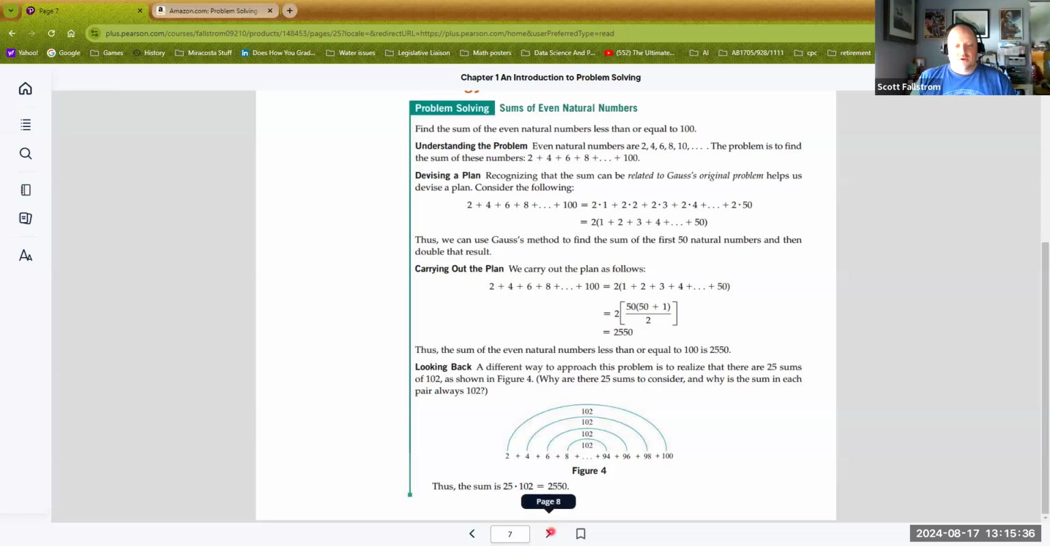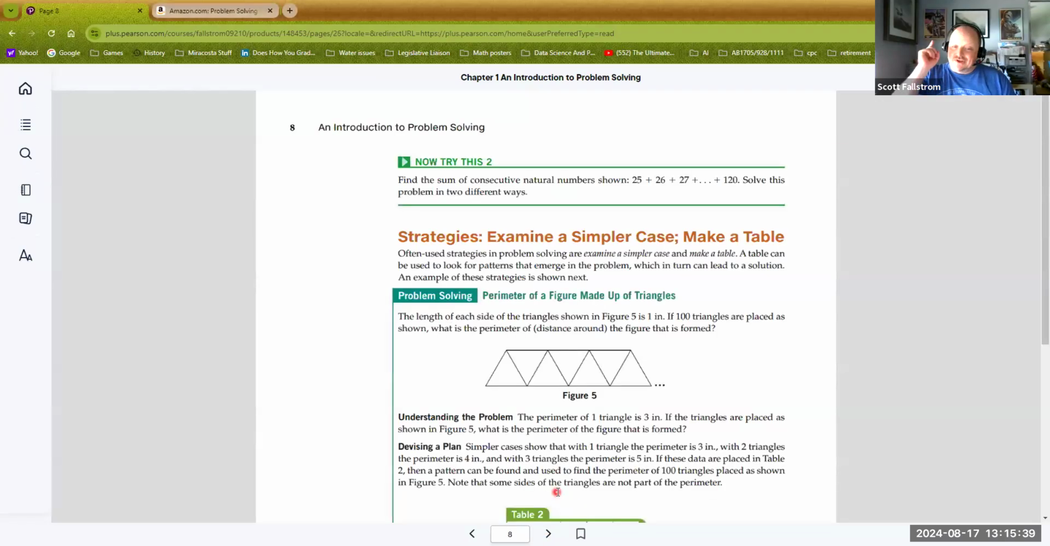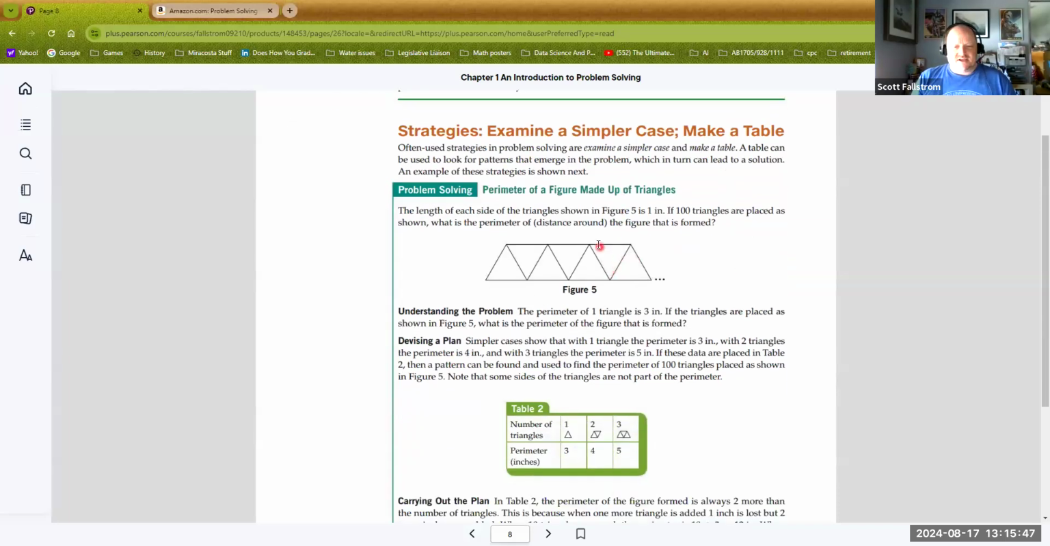That's pretty cool. To me, it's pretty cool, but to you, it means you've got to be able to say, wait a minute, I need to practice some of these strategies because maybe I haven't done them in a while. So next couple strategies, I'll let you read through them in the textbook, but the idea is examine a simpler case and make a table.